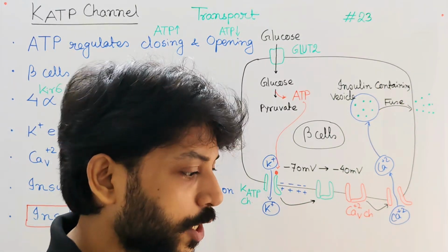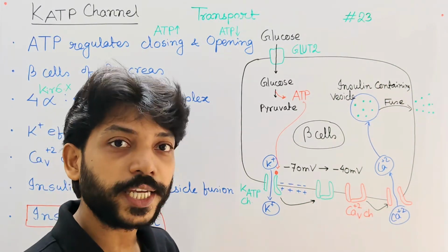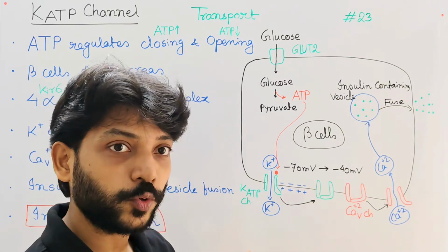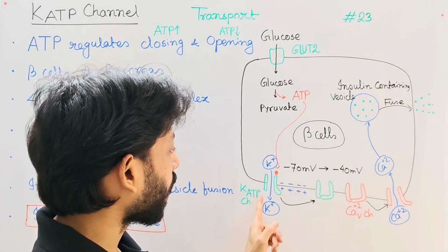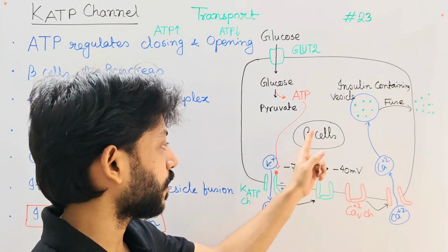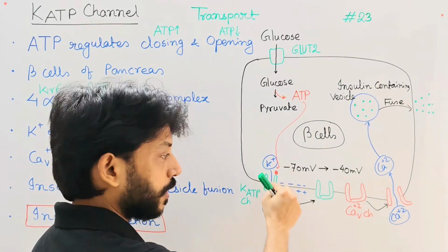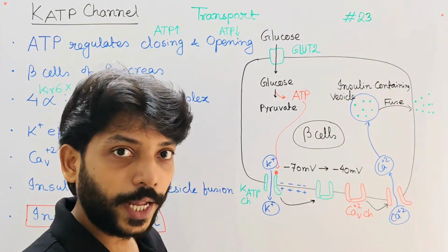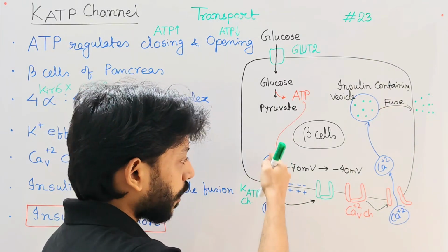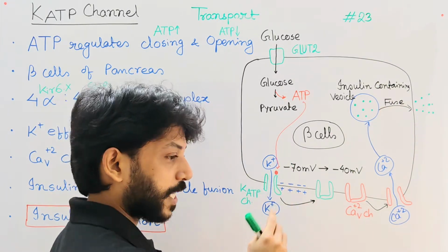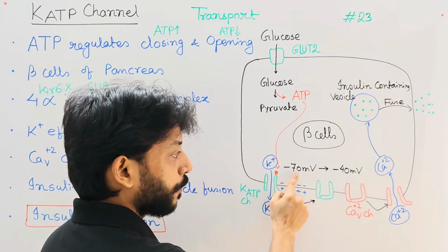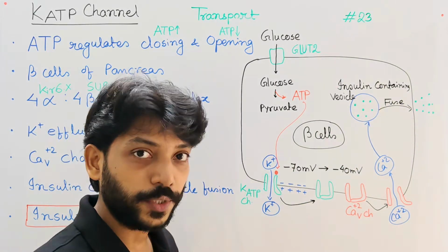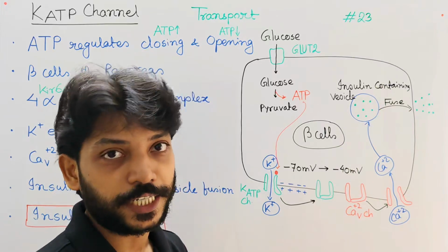Now basically in normal conditions, that means when we are not taking a meal or when the concentration of glucose is lower in the blood, these channels remain open in the beta cells, and through these open channels potassium efflux occurs. And we know when potassium efflux occurs, that makes the resting membrane potential, and the value of resting membrane potential is -70 millivolt. That means the cell is resting.